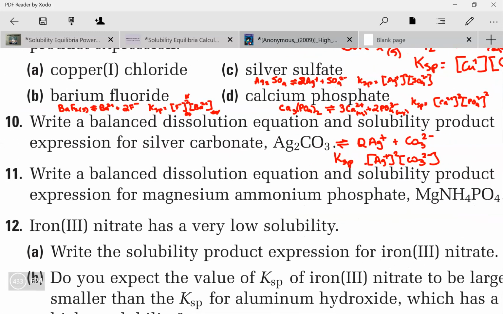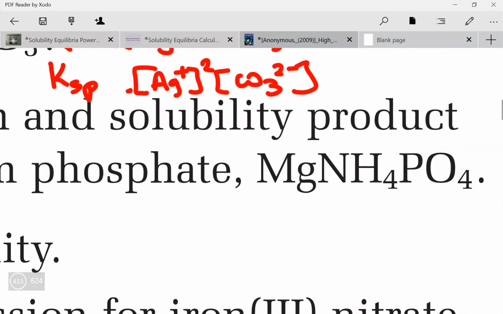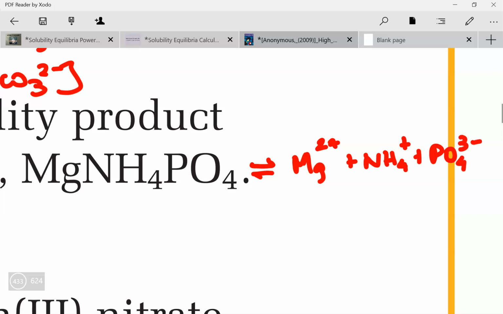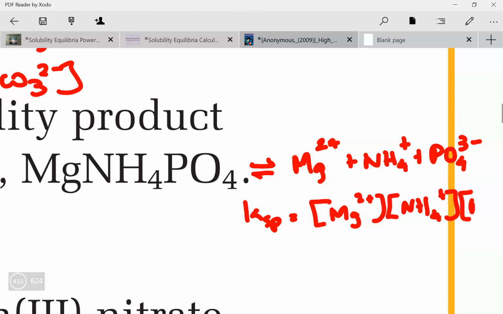Magnesium ammonium phosphate. That's interesting. I don't even know what this answer is. But presumably, this is going to break up into magnesium, ammonium, and phosphate, which then gives my KSP just the product of those three things, but no powers because all of them are there.